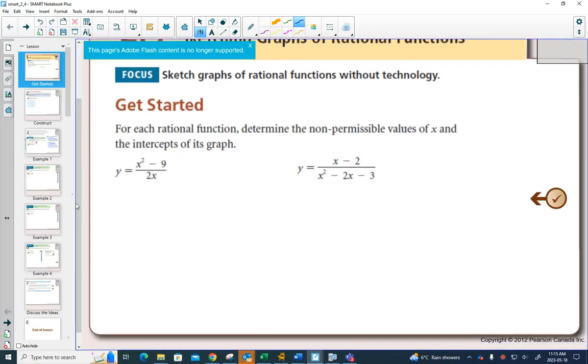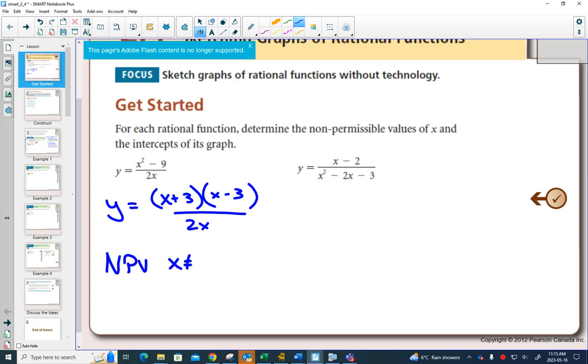Now, first of all, we always factor: x plus 3 and x minus 3 over 2x. And it's easy to see we have a non-permissible value. X can't equal 0. It doesn't cancel out. Anytime something doesn't cancel out as a non-permissible value, it becomes a vertical asymptote.